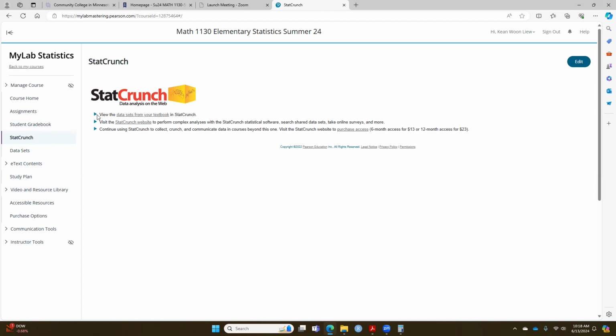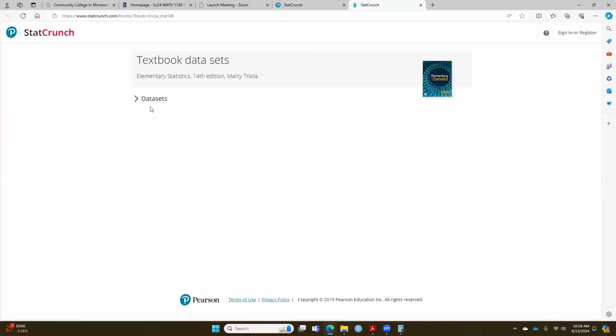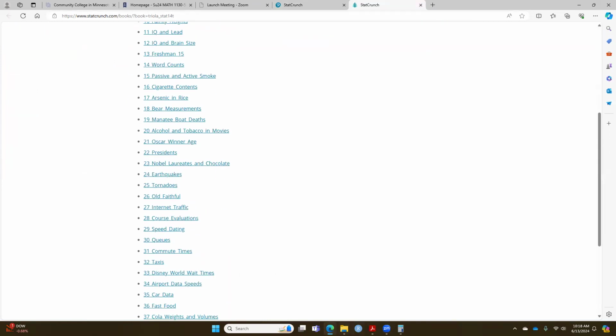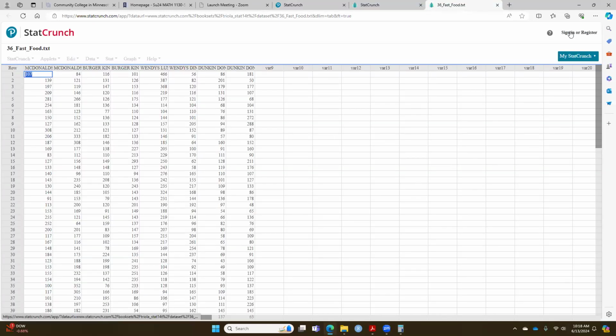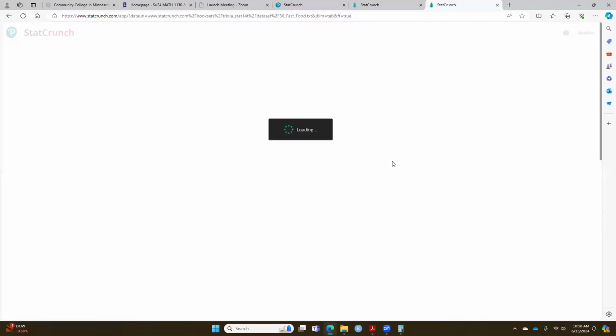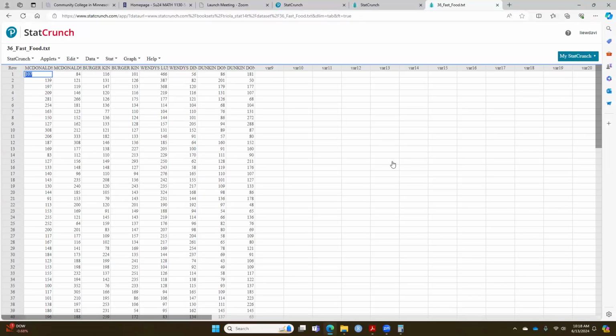So when you hit StatCrunch, there is a data set from your textbook over here. Click on it and you will get a data set here. And we are going over to data set number 36. So you click on here for fast food, click on data set number 36. And I'm going to sign in here because we need to sign in. This is really rare because usually it will sign in automatically for you. If you are not able to sign in, make sure you sign in using your SAR ID and your password, like how you sign into your D2L.